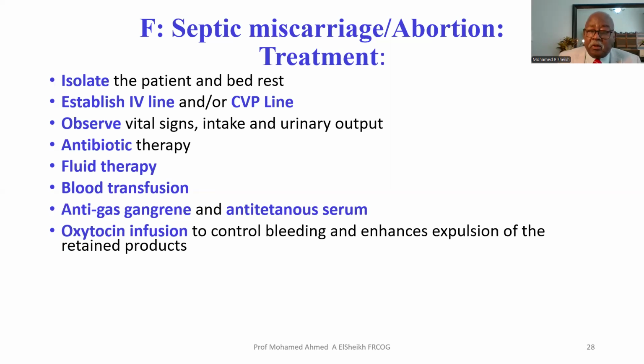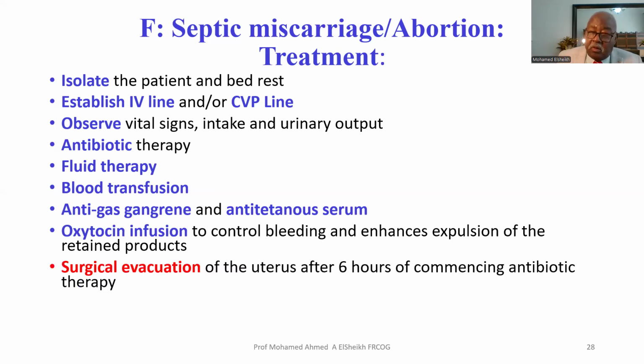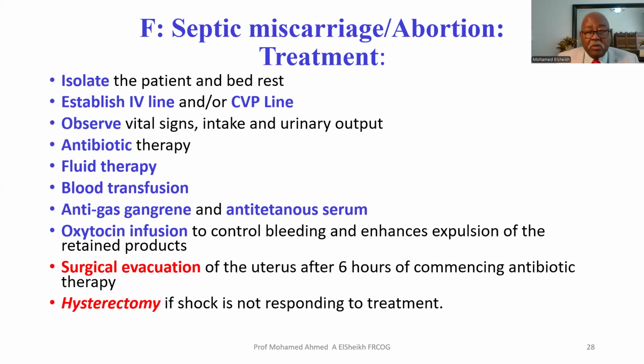Anti-gas gangrene and anti-tetanus toxoids. Then oxytocin infusion. That's to both control the bleeding and possibly enhance the expulsion of the retained products. Following that, you do surgical evacuation, usually a minimum of 6 hours after the start of the antibiotic. That's to say, cover her with antibiotics, do all the necessary measures of resuscitation, then you can do surgical evacuation. In certain situations, you could go up to the level of hysterectomy.